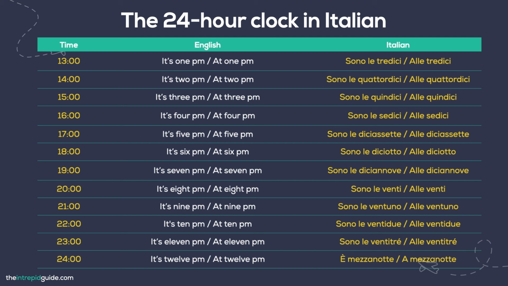At 5 p.m. Sono le 18. Alle 18. It's 6 p.m. At 6 p.m. Sono le 19. Alle 19. It's 7 p.m. At 7 p.m. Sono le 20. Alle 20. It's 8 p.m. At 8 p.m. Sono le 21. Alle 21. It's 9 p.m. At 9 p.m. Sono le 22. Alle 22. It's 10 p.m. At 10 p.m. Sono le 23. Alle 23. It's 11 p.m. At 11 p.m. È mezzanotte. A mezzanotte. It's 12 p.m. At 12 p.m. It's midnight.